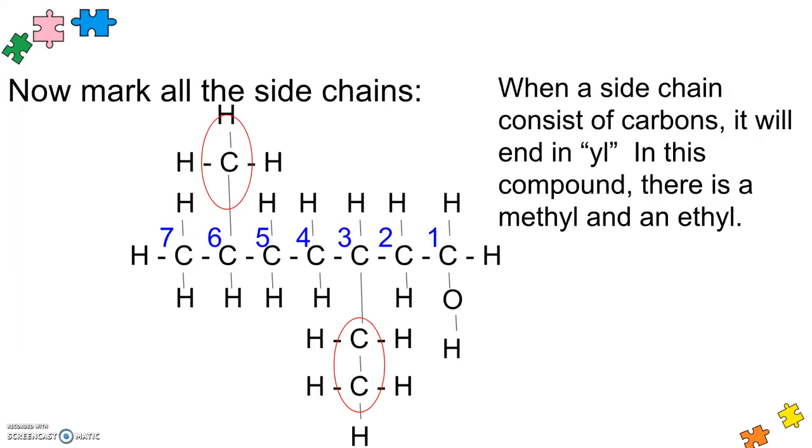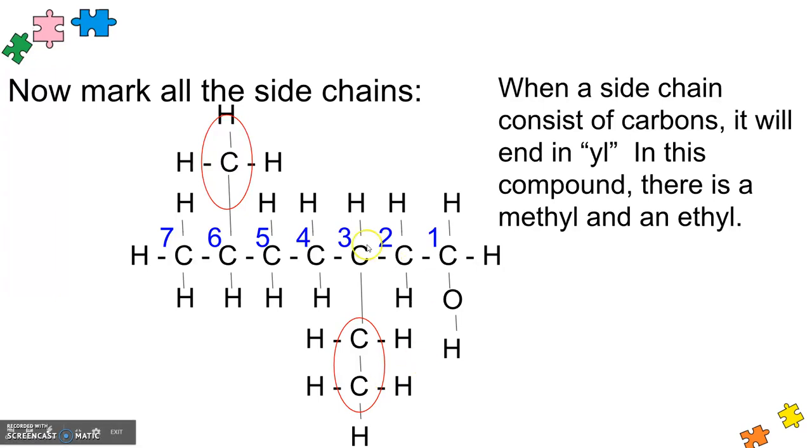But to this longest chain, there can also be connected some side chains. And now I need to mark them and identify them. When a side chain consists of carbons, like this one and this one, it will end in -yl. In this compound, I can see there's a methyl. Where does the me come from? There's only one carbon attached. And an ethyl. So in my name, I will have a methyl and ethyl.